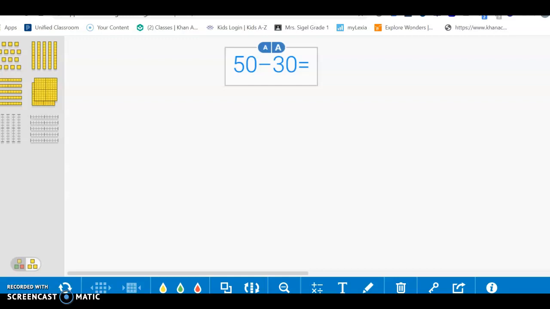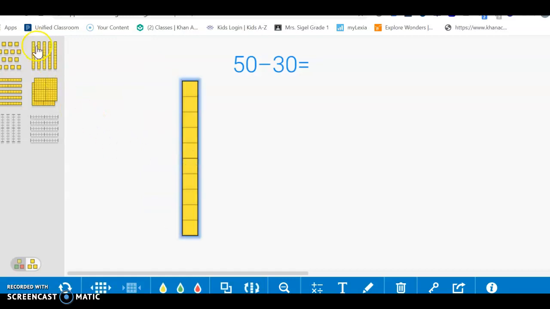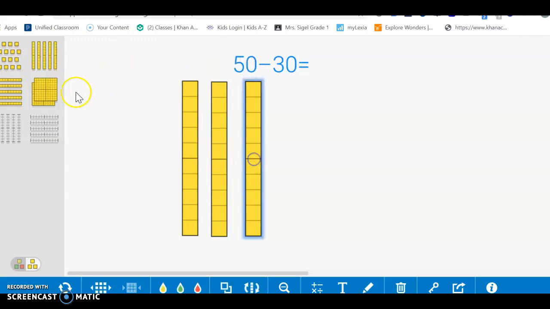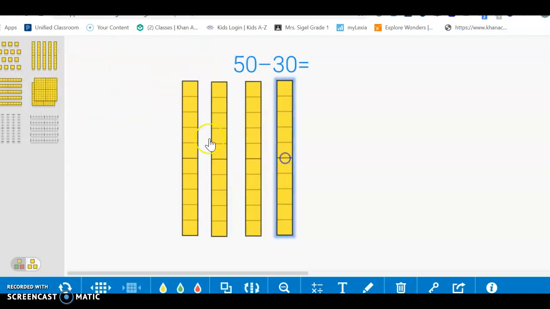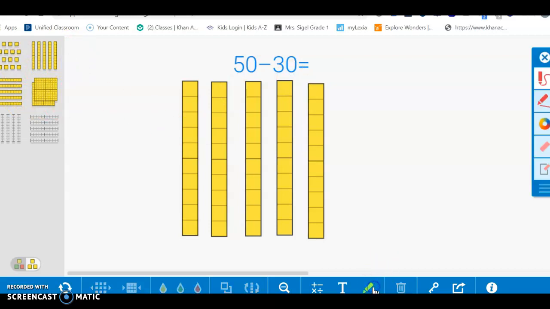So we're going to start with 50 minus 30. So I'm going to count out 50 or 5 tens pieces. So count with me, ready? 10, 20, 30, 40, 50. Now I'm taking away 30, so I'm not going to add any more. I'm going to show that I'm taking those away by crossing them out.